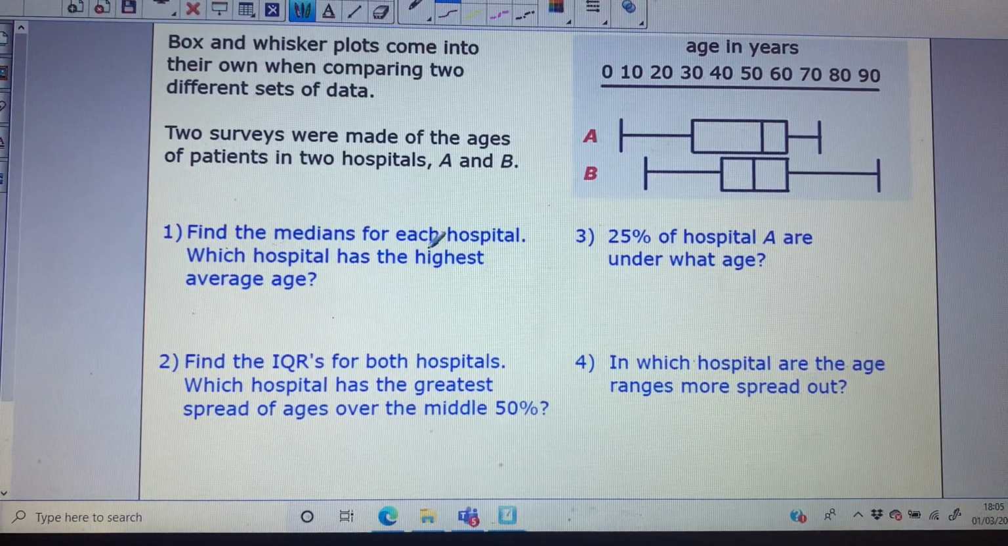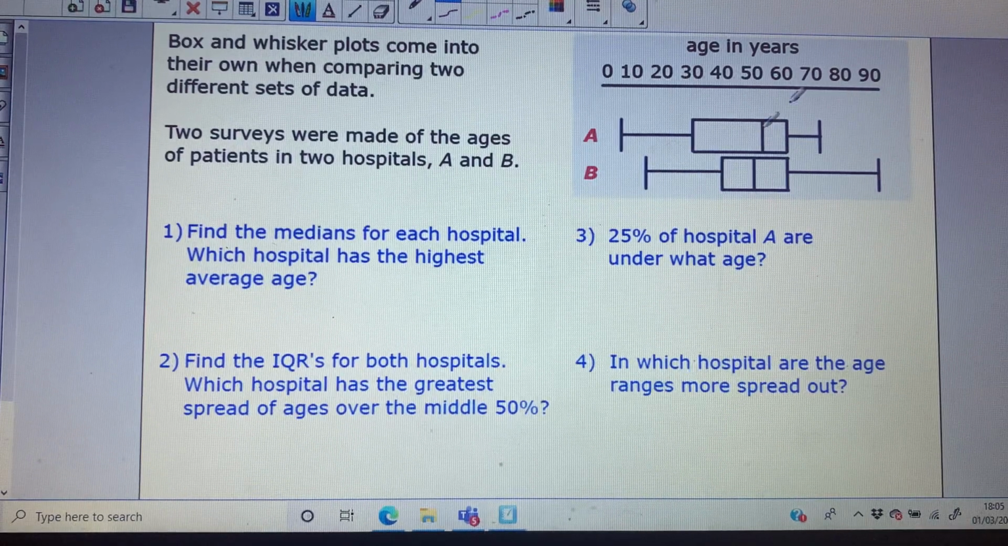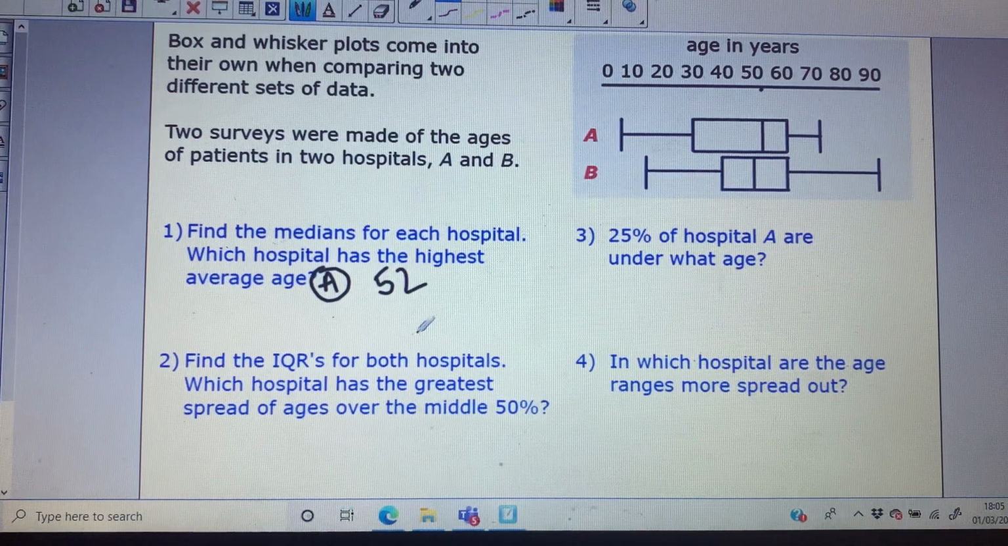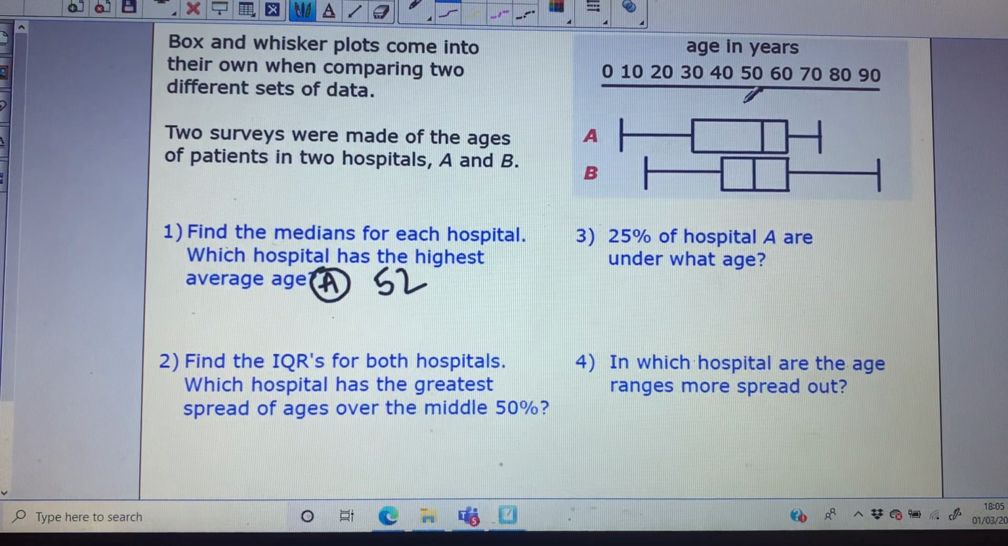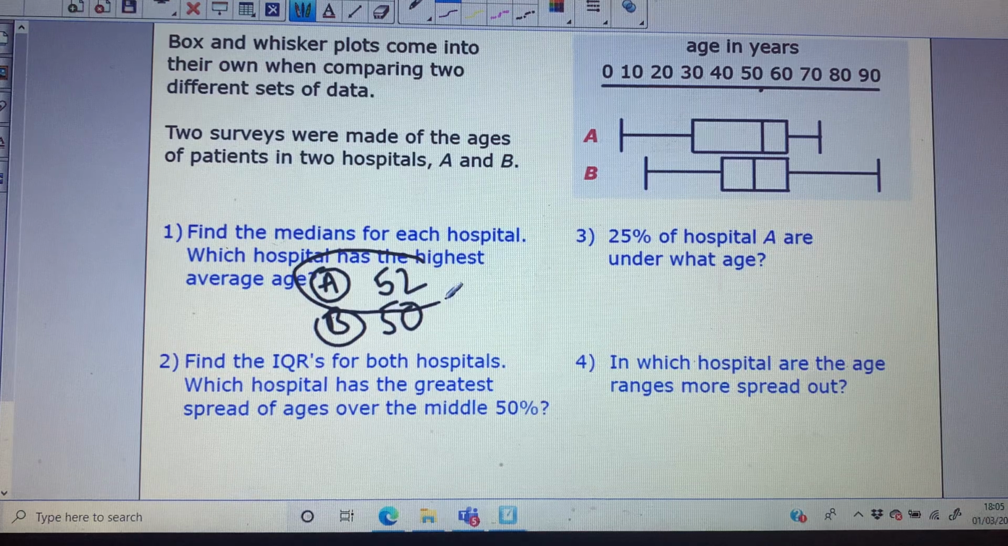Find the medians for each hospital. It's not the best axis, is it? So imagine that that's a better axis. So you're looking maybe for A, obviously we can't be super precise here, 52. And for B, are we looking more at 50? It's pretty poor actually. Which hospital has the highest average age? And that would be A.